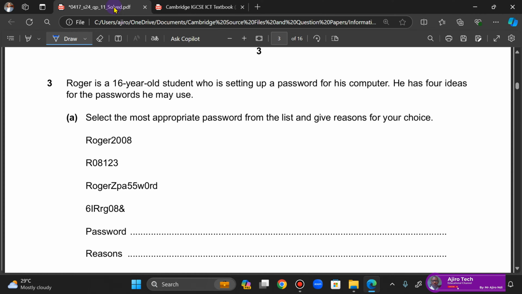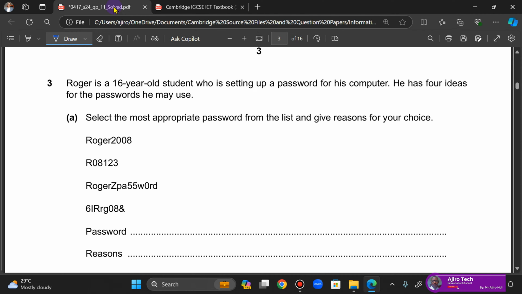Question 3. Roger is a 16-year-old student who is setting up a password for his computer. He has 4 ideas for the password he may use. Select the most appropriate password from the list and give a reason for your choice.